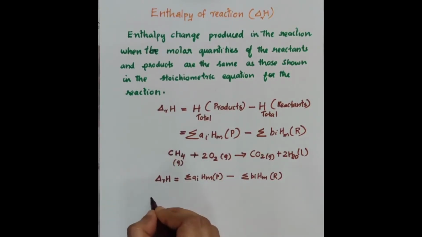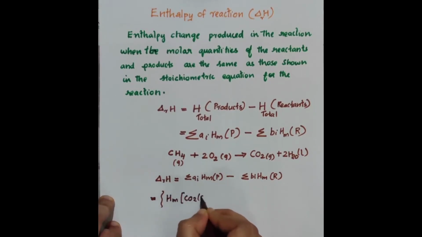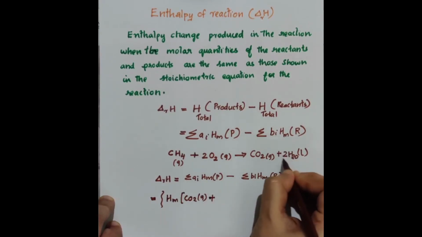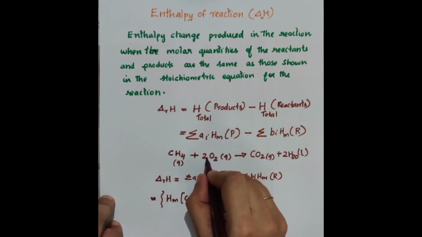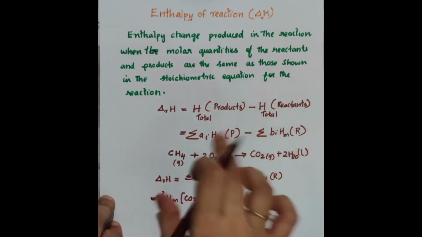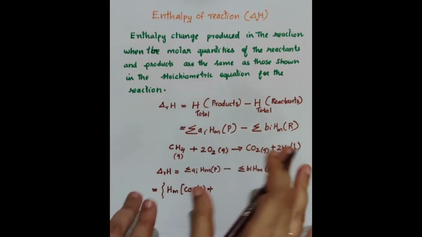We can write it like this: HM of carbon dioxide gas plus, and we have to use the stoichiometric coefficient. In a balanced chemical equation we have a stoichiometric coefficient, that is the 2 here, and here also we have one stoichiometric coefficient. We have to use those coefficients also to calculate the reaction.